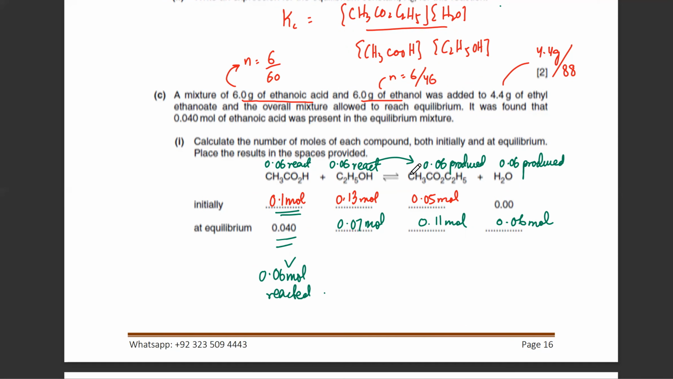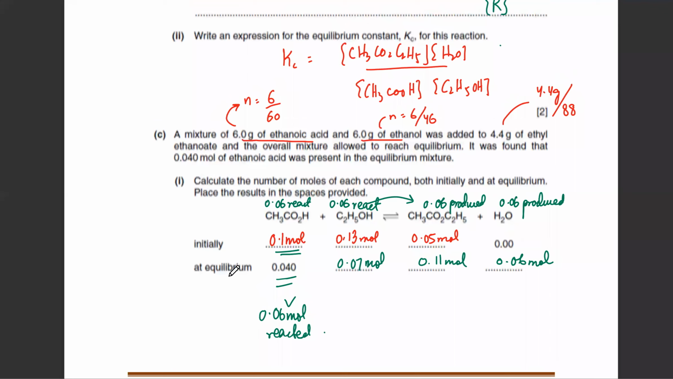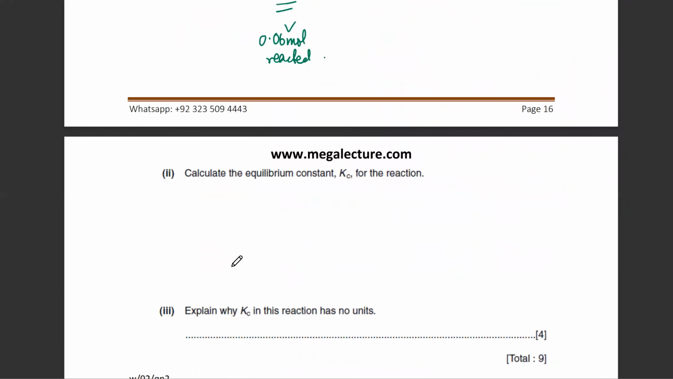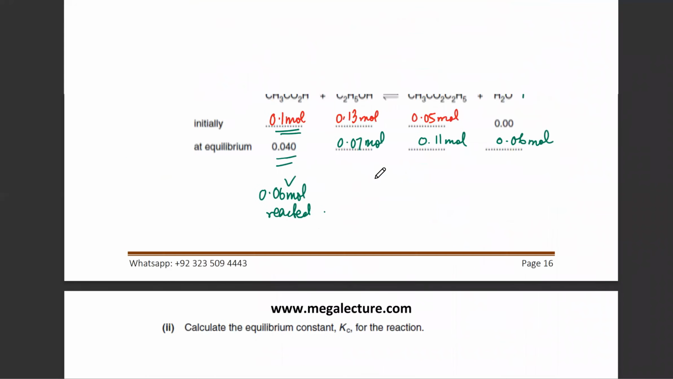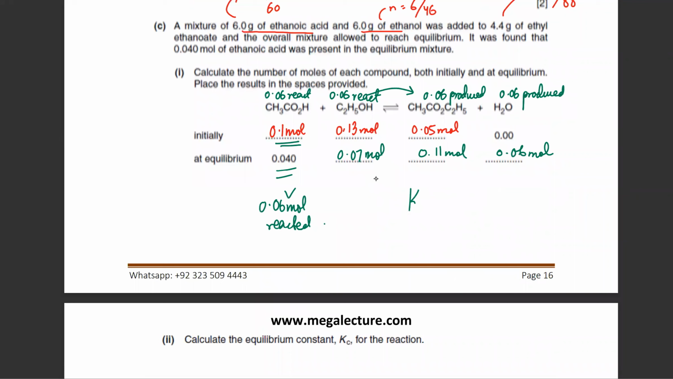Okay, so in every Kc question you have to figure out the equilibrium concentrations, and then plug in those values to find the equilibrium constant Kc. That's the next part. So Kc would be, in this case, product concentration, so this is your product, 0.11 into 0.06 divided by the reactant concentration, which is 0.04 and 0.07.